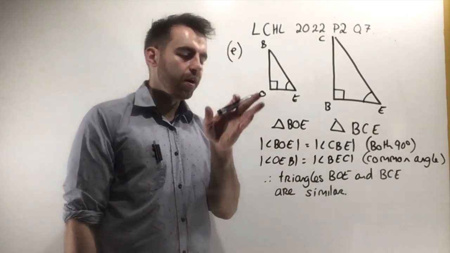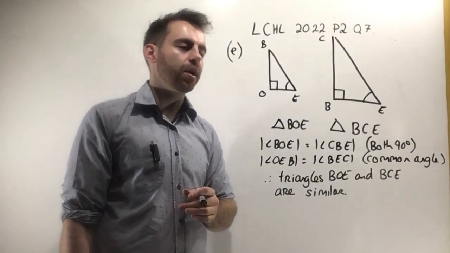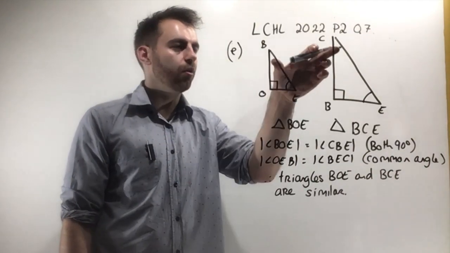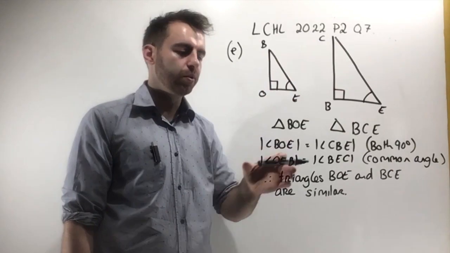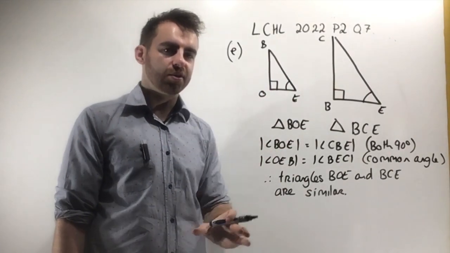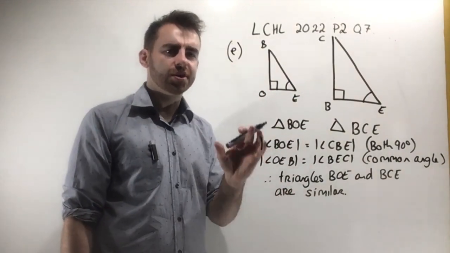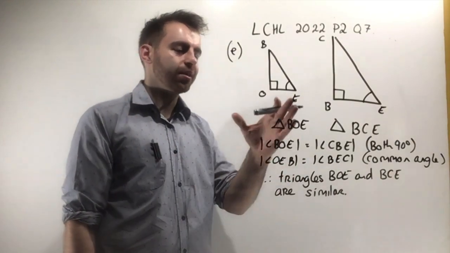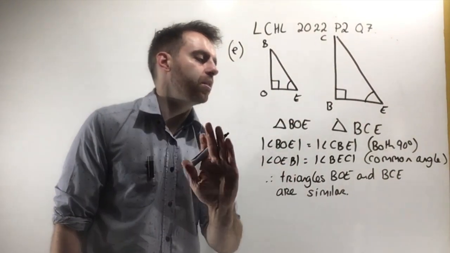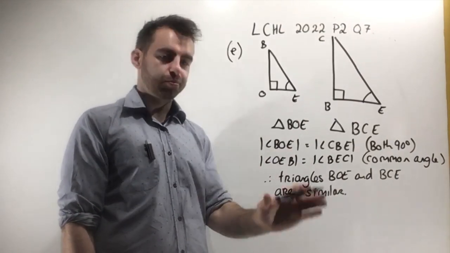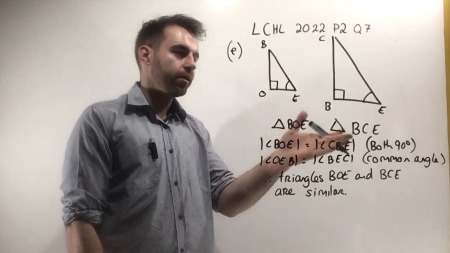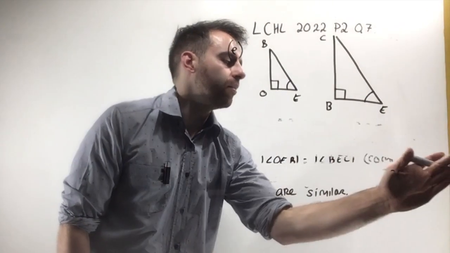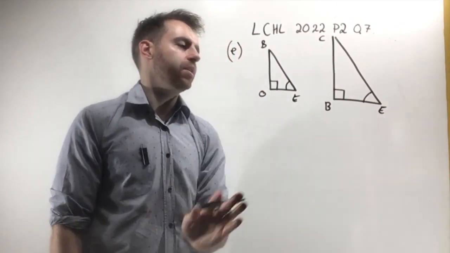Now that I've proven they have two pairs of equal angles, I can conclude that the other set of angles must be equal to each other, or in other words, that the triangles are similar. If the triangles are similar, their sides are proportional to each other. So now I can start filling in the values. The first thing you need to do is prove to the examiner that the triangles are similar. And from here it's relatively simple.